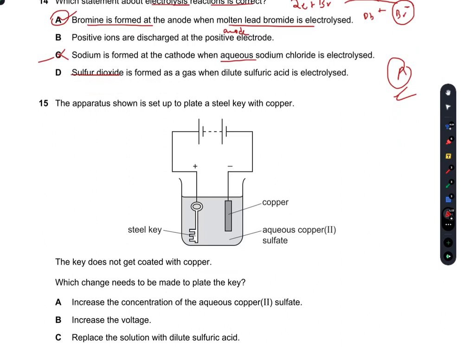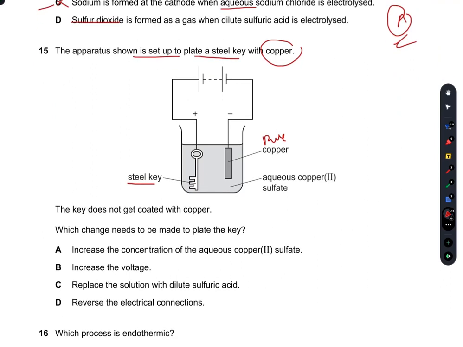The apparatus shown is set to electroplate a steel key with copper. So this is the pure copper, and this is the steel key which is to be electroplated. The key does not get coated with copper, which change needs to be made to plate the key? So increase the concentration of aqueous copper sulfate.